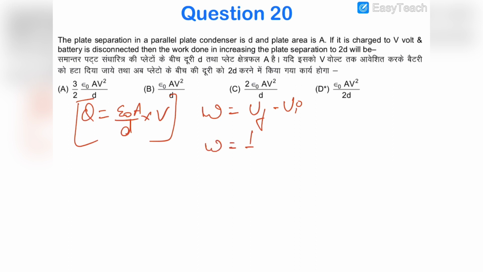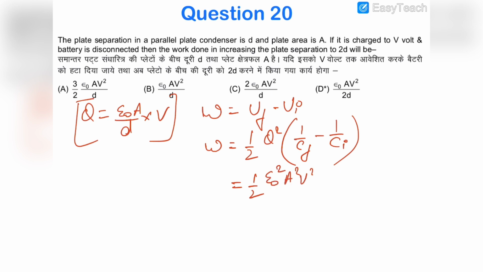So U final would be half Q square by C final, and U initial would be half Q square by C initial. And Q square we have already discussed would remain constant. So this is epsilon naught square A square V square by D square. And C final is the capacitance when the separation was 2D. So this is 2D by epsilon naught A, and this is D by epsilon naught A.